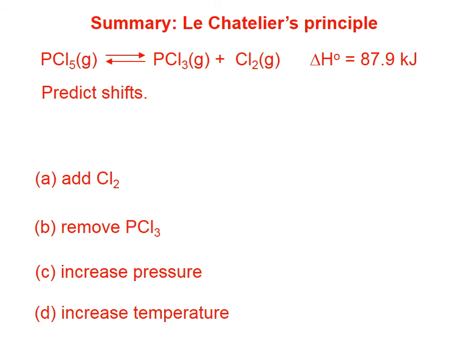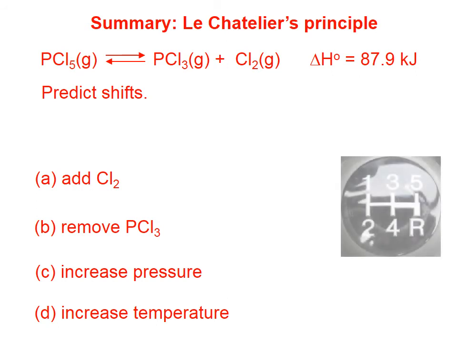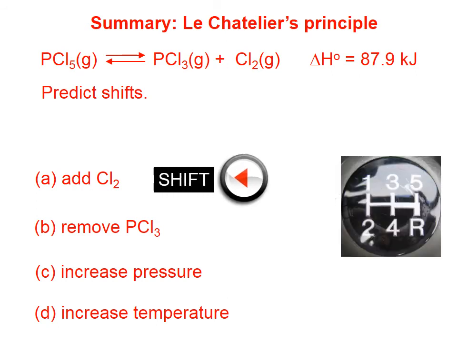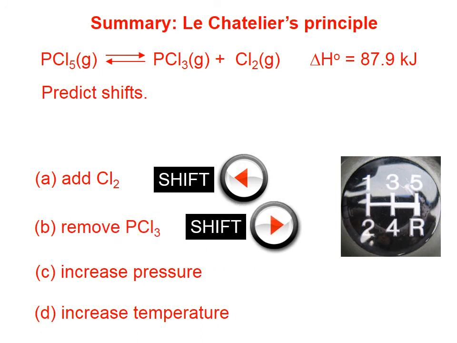Letter A, if we add Cl2, again I'm looking at the reaction equation, if we put more Cl2 in, the system is going to say, whoa, too much Cl2, better get rid of it, shift to the left. In a separate case, if we look at the reaction and we're going to remove PCl3, take some PCl3 out, take more out, take more out. Pretty soon the system notices and says, hey, where's my PCl3? I better make more. Shift right.